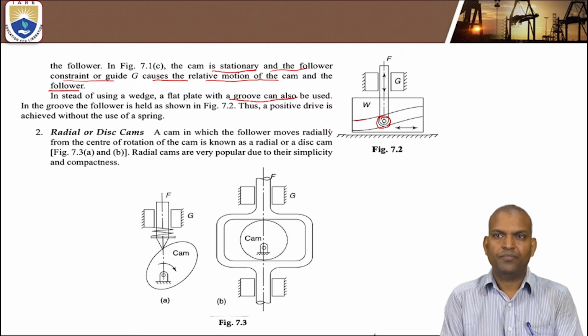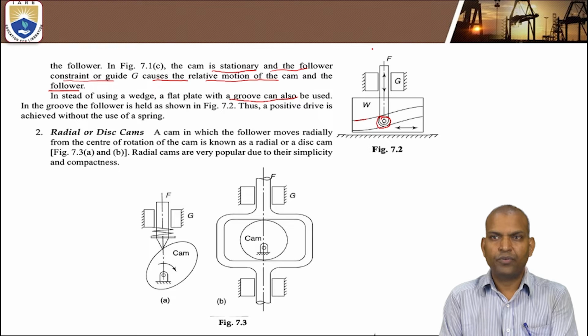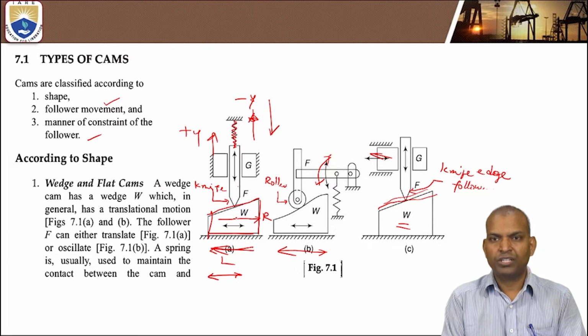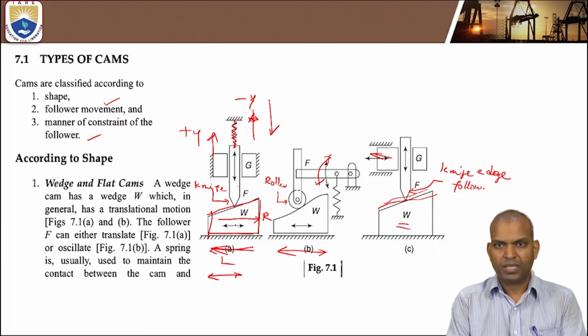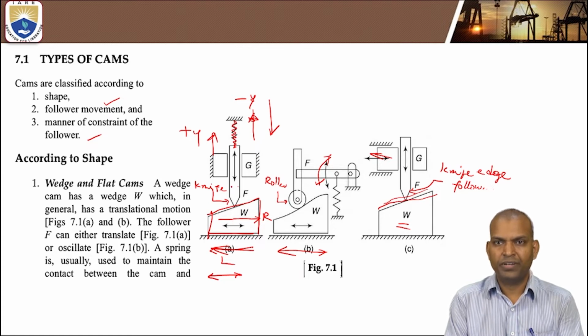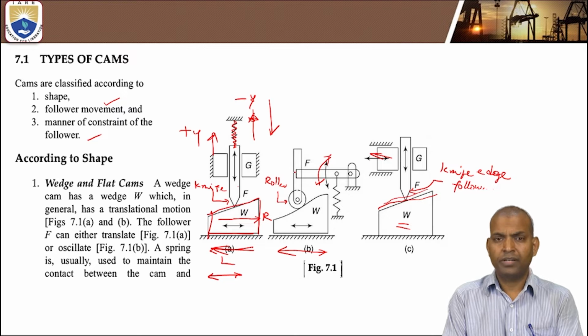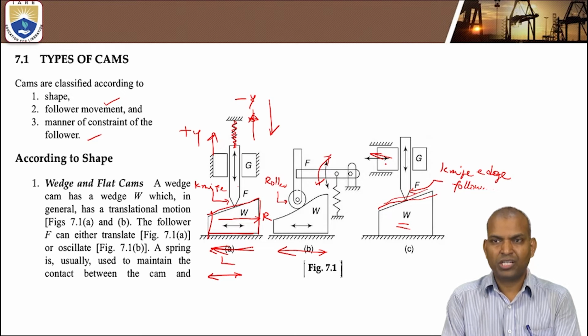Now what is the driver here? The driver is the wedge with a groove. F is the follower. The follower is the driven member. In the case of figure A, the driver is the wedge cam, and the follower is the driven member. In the case of figure B, the driver member is the wedge cam, and the driven member is the follower. In the case of figure C, the driver member is the follower, and the driven members are the guides.